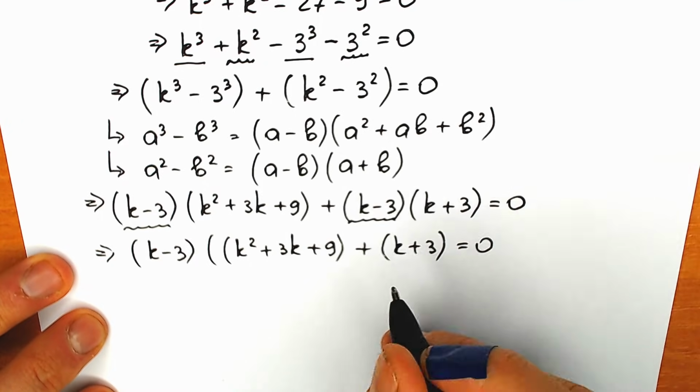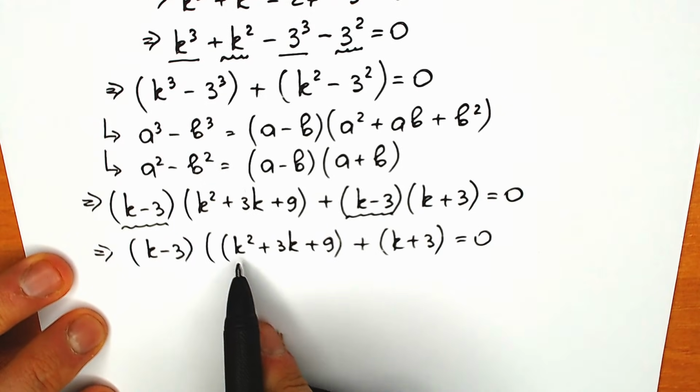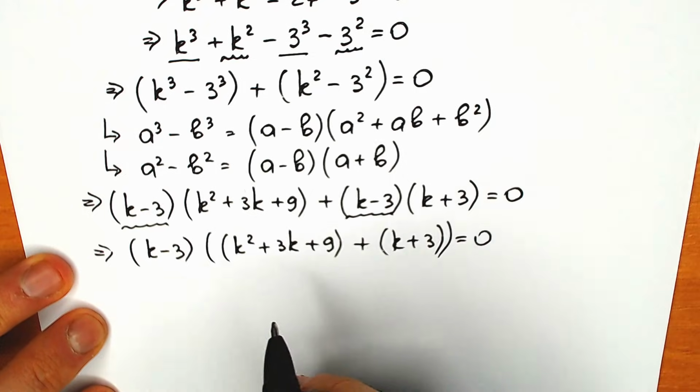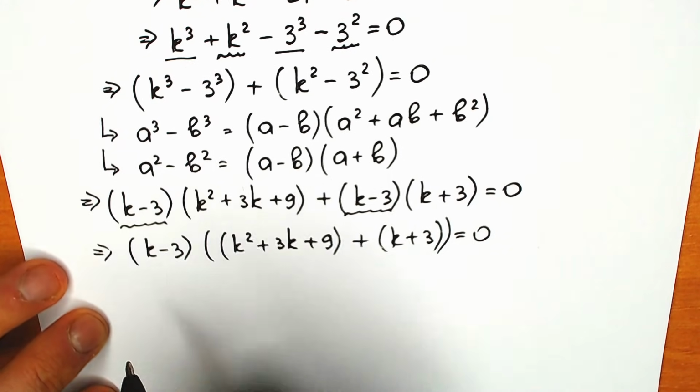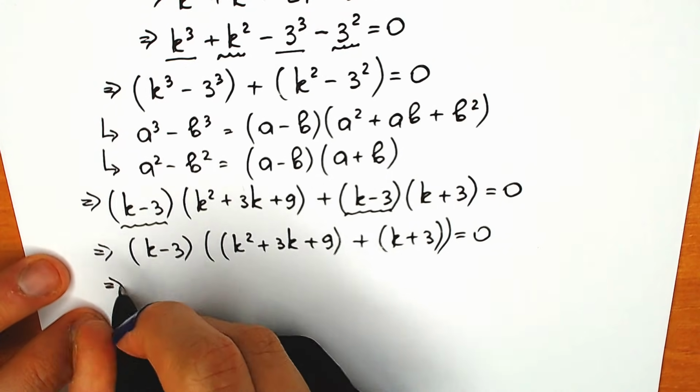But to be honest, we can actually get rid of this parenthesis because we have all positive signs, so we can actually get rid of this parenthesis. Yeah, as a result, what do we have?